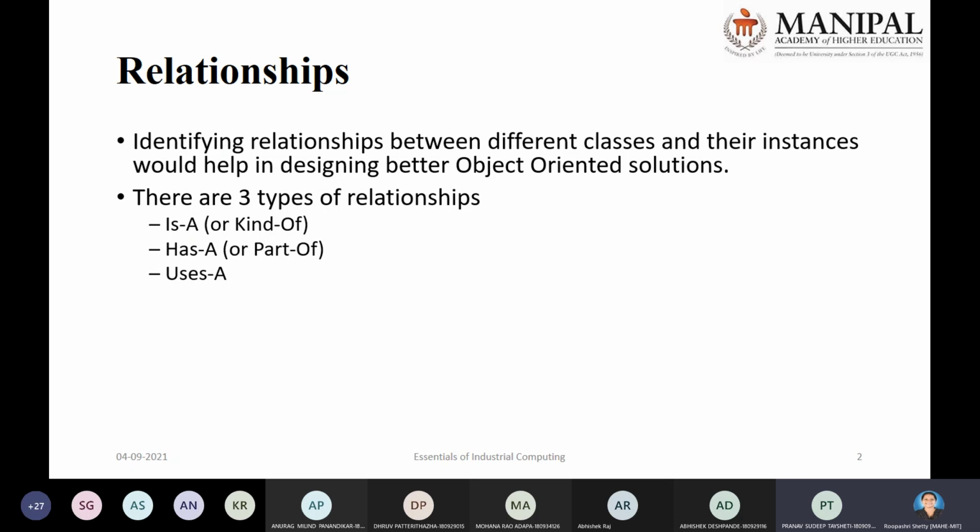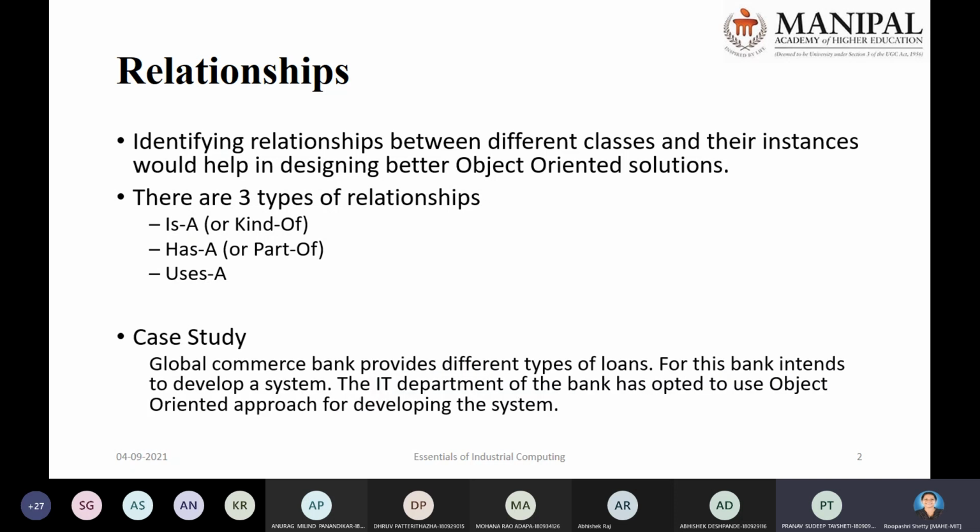To understand these relationships, let us take the same case study we discussed in the previous chapter, for providing different types of loan. The bank is in the process of developing a system, and the system should incorporate the different types of loan offered by the bank and the different types of customers who are taking these loans, and their relationships have to be studied and implemented.